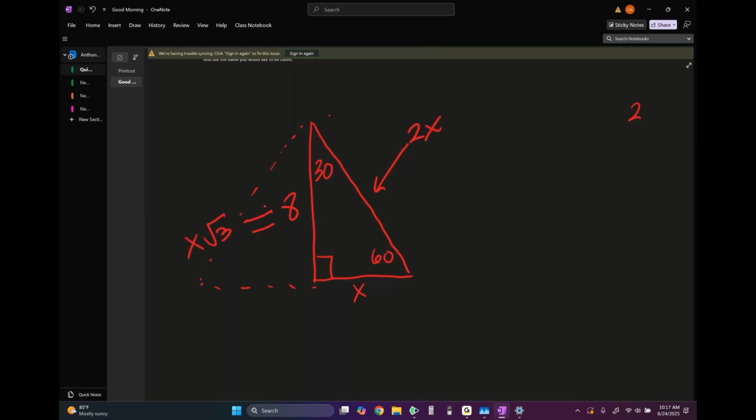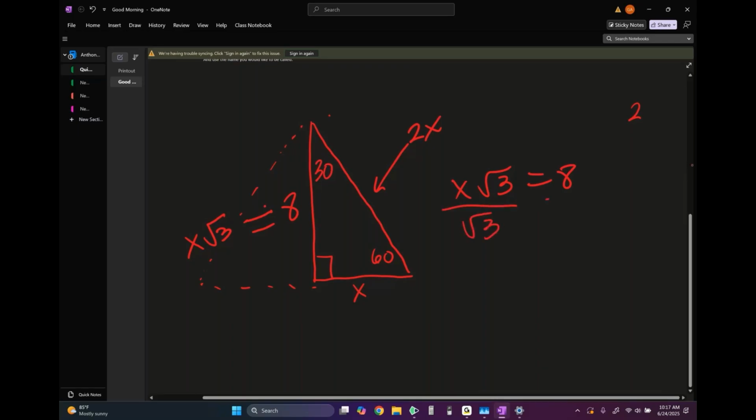All right. So let's do the algebra. Go ahead. So you get x root 3 equals 8. Solve it for me, please. So I believe you divide both sides by root 3. Good job, Lauren. So you get x is equal to 8 over root 3. And then you multiply the, wait, give me a second.